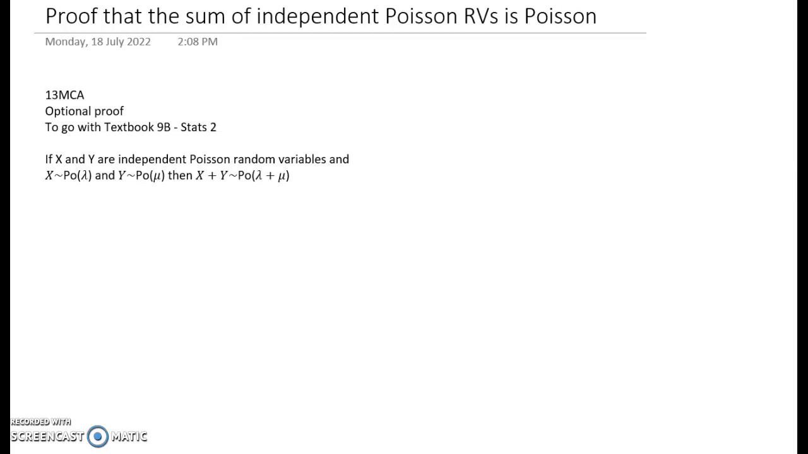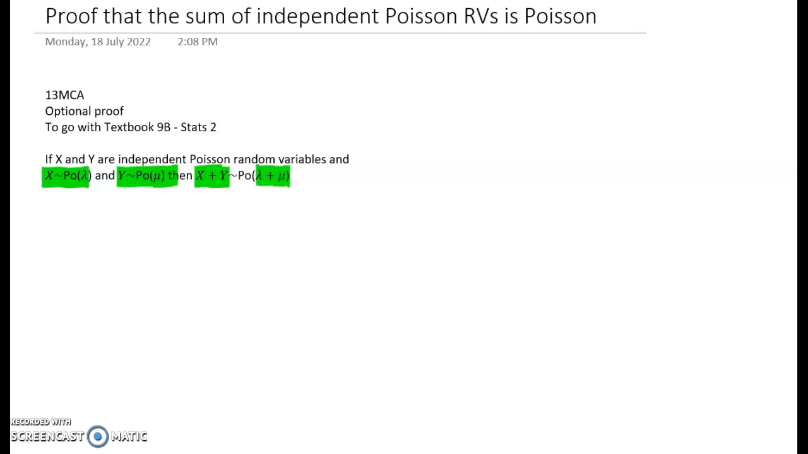And this result is a really cool one when we have two Poisson random variables. So if we've got a Poisson random variable X with parameter lambda and another one Y with parameter mu, then we can just add those together. So if they're independent, then we can say that the distribution of X plus Y is also a Poisson distribution, and it's going to have parameter of lambda plus mu.